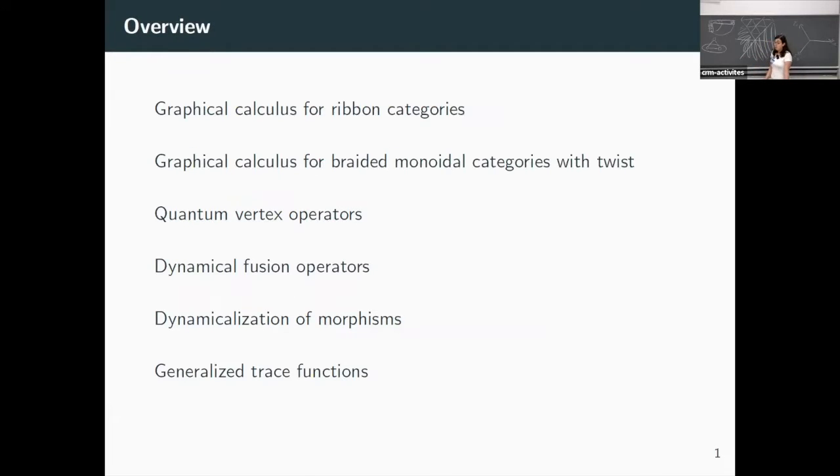To give an overview, what I'll first be discussing is the existing graphical calculus. So this is what existed for what we call ribbon categories. Then I will say something about how we extended this to categories which have less structure, namely braided monoidal categories with twist. And then I will apply this graphical calculus to certain categories of quantum group representations. And there we can then find quantum vertex operators and dynamical fusion operators. And this will then allow us to assign a dynamical parameter to the morphisms that we discuss. And finally, I will say something about twisted trace functions.